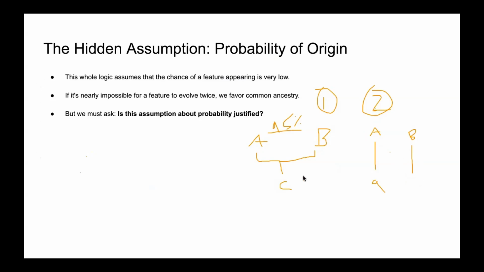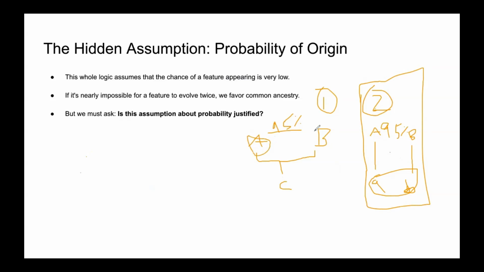Now, it seemed very improbable for scenario 2 to exist, right? The fact that 2 organisms have 95% similarity and that you're going to say it's coincidental. A few minutes ago, we thought that was quite improbable, and we thought it's more probable that A and B must have shared a common ancestor C.